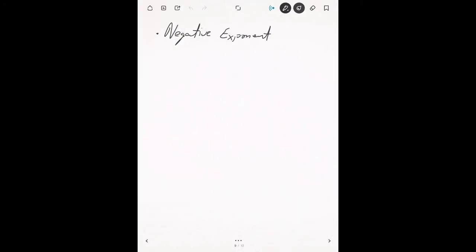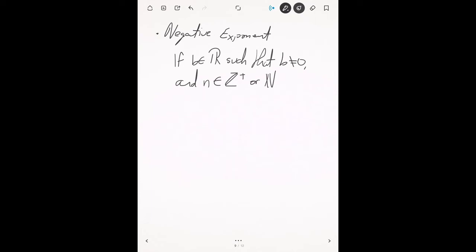And then negative exponents. This one's a little weird, but I'll define it for you. If b is a real number such that b is not equal to 0, and n, all right, let me decipher these symbols really quick for you.